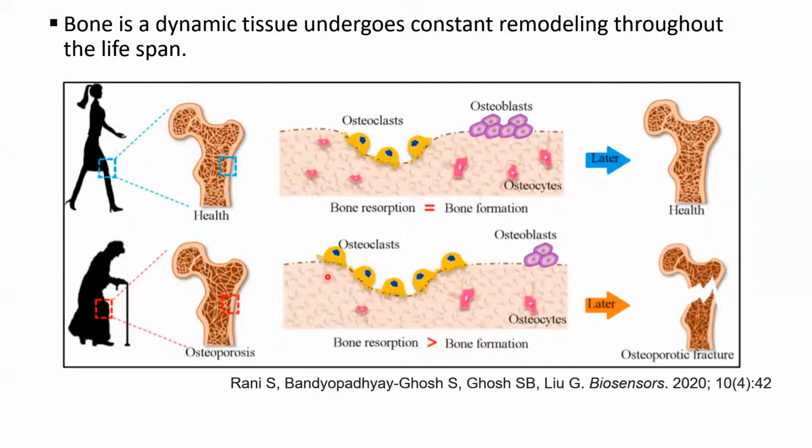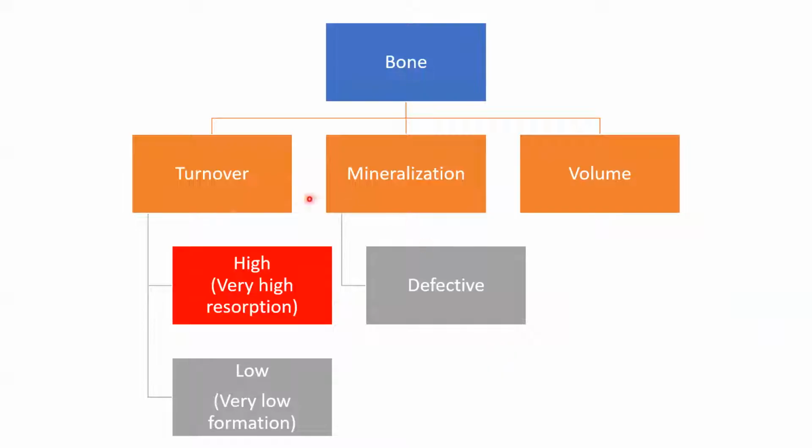You could have either very high bone resorption, if you have high turnover, or you could have low turnover, which ends with very low bone formation. As Dr. Mohamed said in his lecture, we have turnover, mineralization, and volume. So we have at least two categories of turnover, which are high turnover and low turnover.